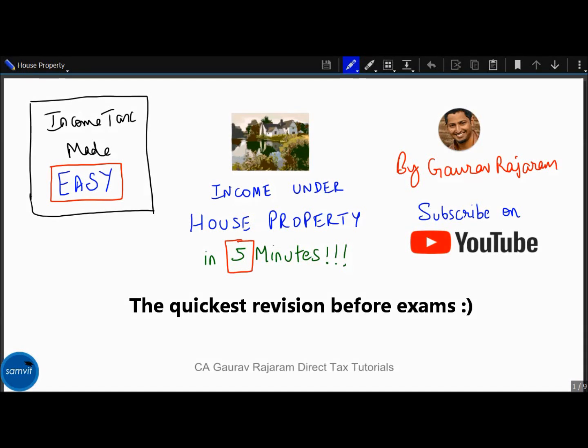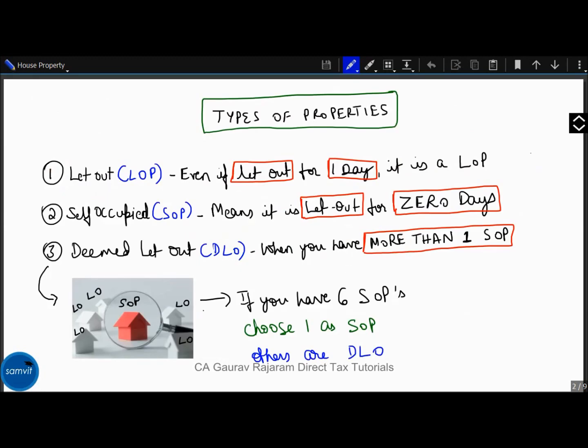Let's learn income under the head house property in just 5 minutes. There are 3 types of properties. Let out property. Even if you let it out for 1 day, it is considered as a let out property. Self-occupied property. That means it has never been let out, or the let out period is 0 days.